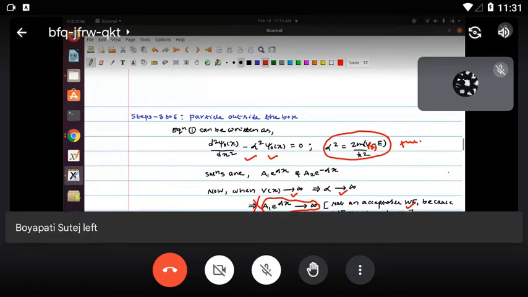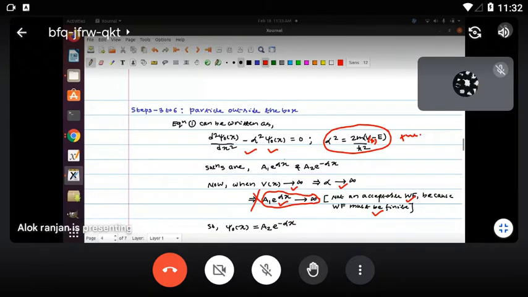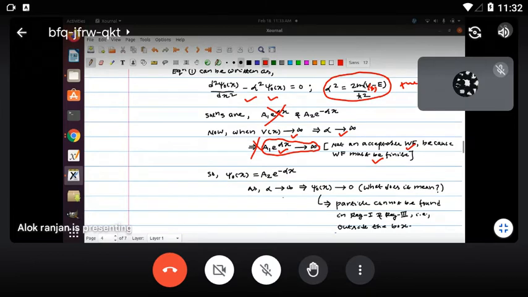Is it clear to everybody? Why are we not considering this portion of the solution? Because it blows up to infinity. Yes, sir. Okay, so we cannot consider this solution. And then what would be the wave function? A e to the power minus alpha x, the second part of the solution. And again, when alpha goes to infinity, psi naught x goes to infinity.